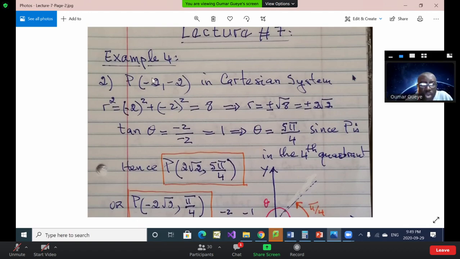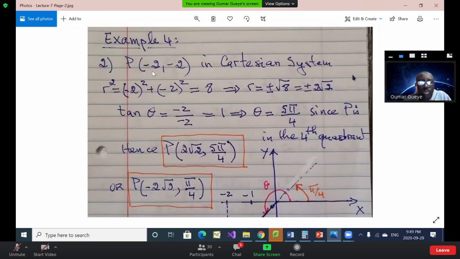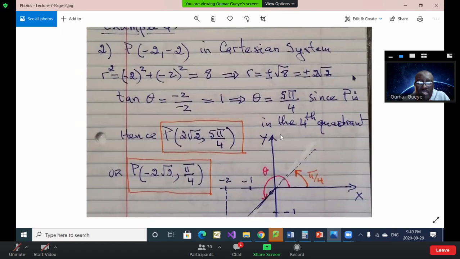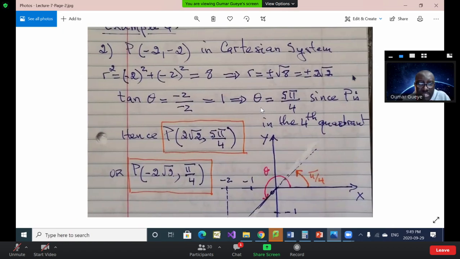Since I know my point is... you can pick both. But since my point is in the third quadrant, because these two values are negative, my point is here in the third quadrant, -2, -2. So if I take pi by 4, as you said, my point is going to be here, because this is pi by 4. If I take pi by 4 as the angle and my r is positive, I'm going to be here. That's why for pi by 4, I have to take a negative r, and the negative r sends it to this point.